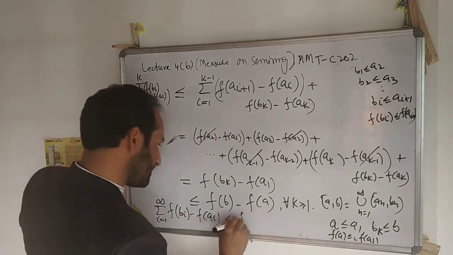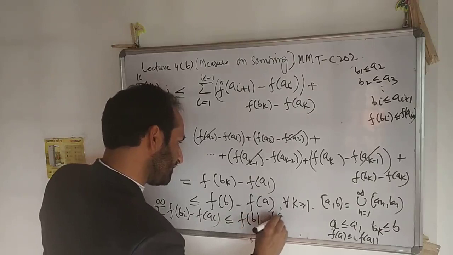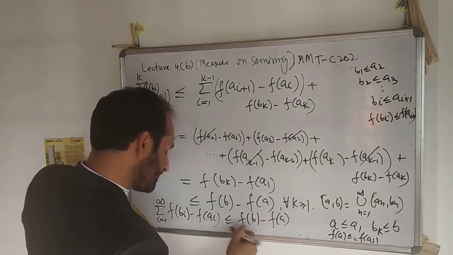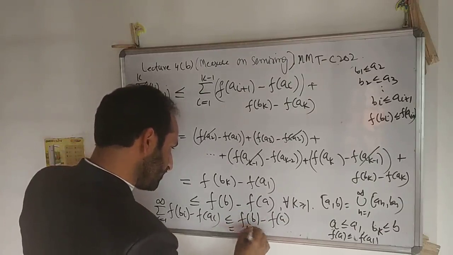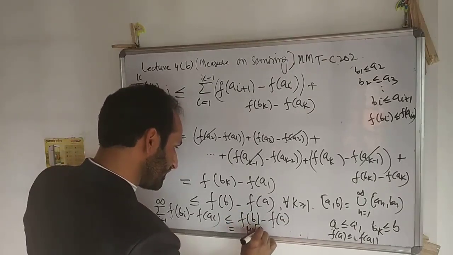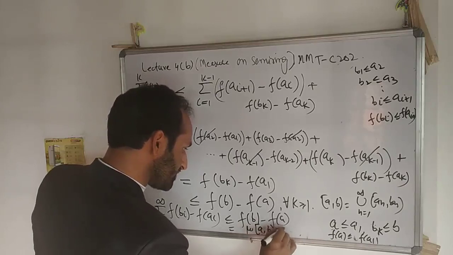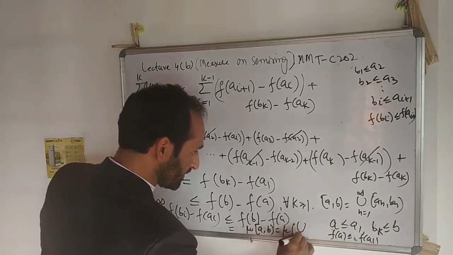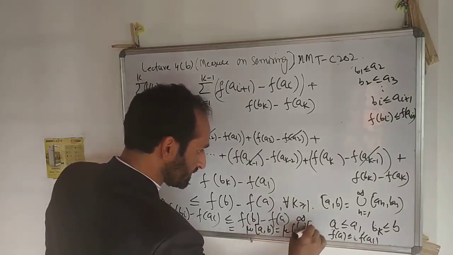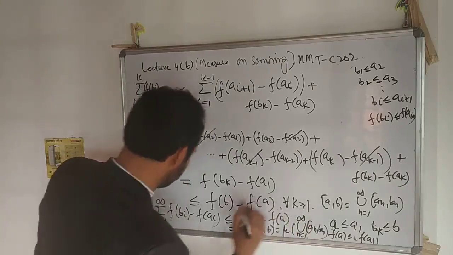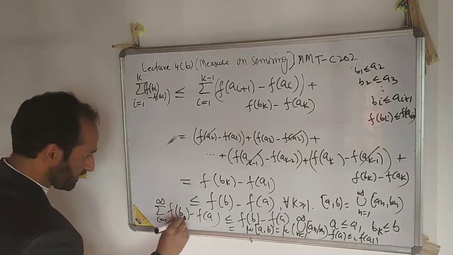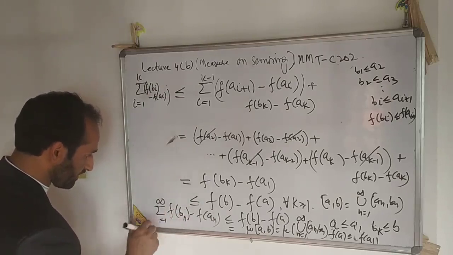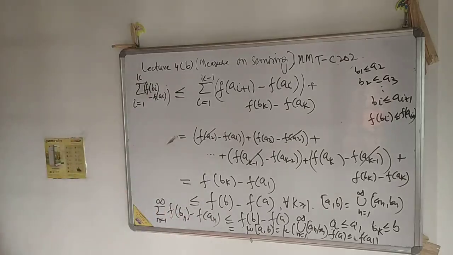is less or equal to f of b minus f of a, and that's equal to the mu of the interval (a, b], which is equal to mu of the union, n runs from 1 to infinity, of (a_n, b_n]. So that proves the one side of the inequality.